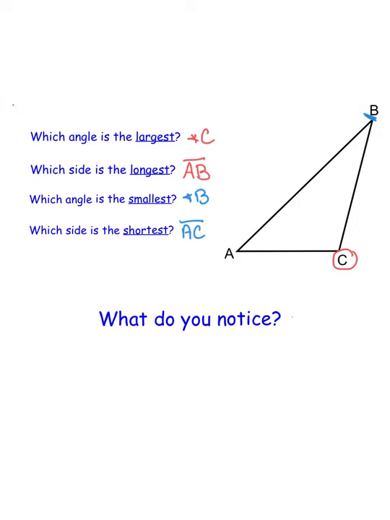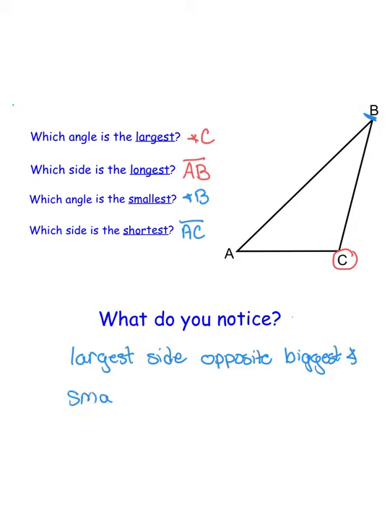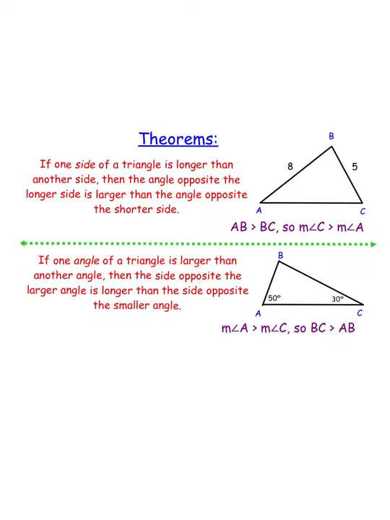Hopefully you said the largest side is opposite the biggest angle, and the smallest side is opposite the smallest angle. That's what we're going to learn today, or that's the concept I need you to get stuck in your head today. So in reality, there are two theorems.